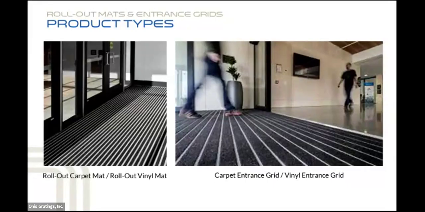You can have aluminum inserts in those as well. But the rollout mats, again, it's a versatile product. It can be installed in a level bed application, or it can be installed in a surface application where you don't have to have a recessed pit to install them. And then the carpet entrance grid or vinyl entrance grid, it's going to be a little bit deeper product. Typically, again, this is going to be in a level bed, but it has the versatility to be in a pit application as well.